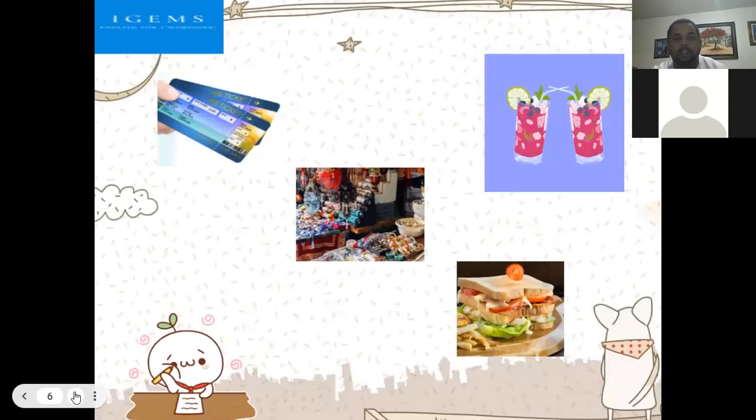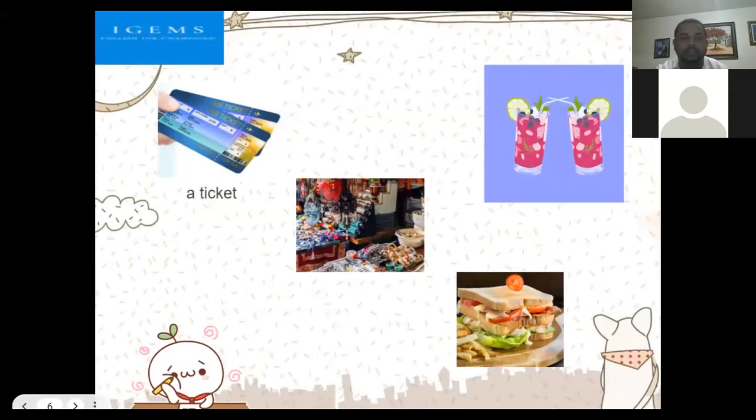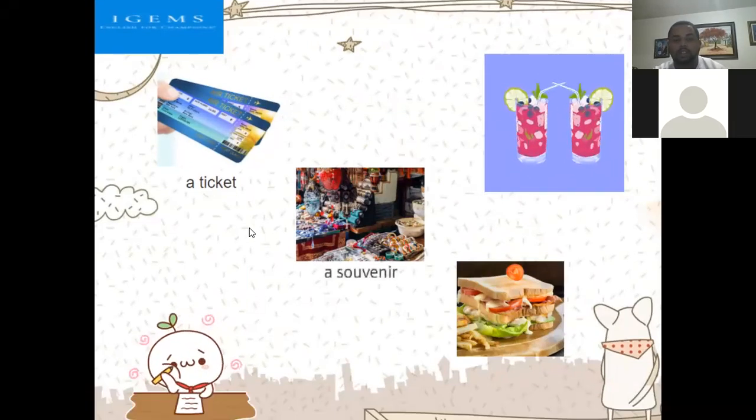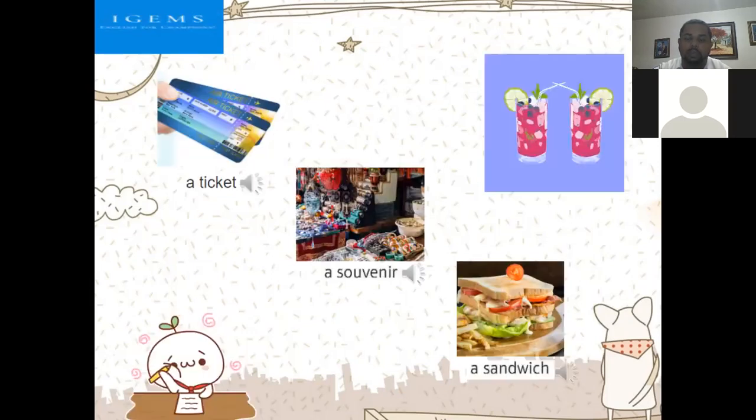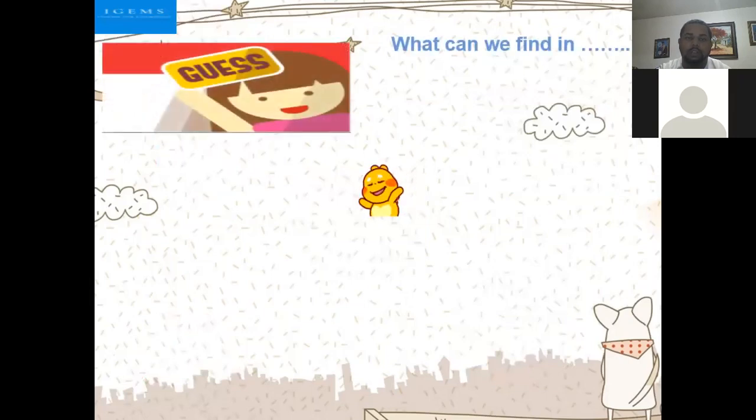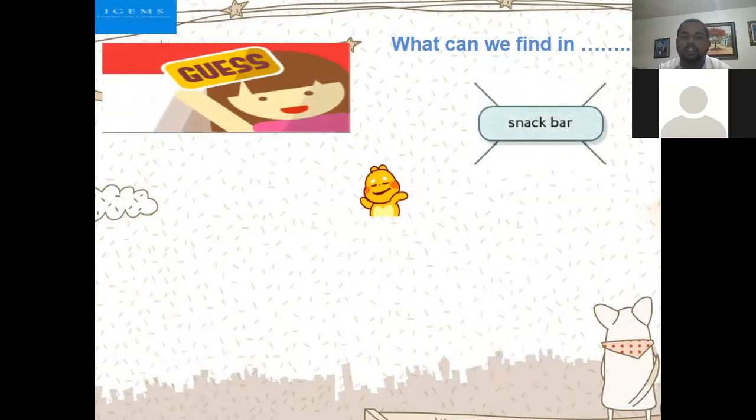Look at this. Any idea what that is? It's a ticket. Ticket. Next one. It's a souvenir. Souvenir, all right. And after that? It's a sandwich. Sandwich, that's right. And after that? After that is drink. Drink. Okay, amazing. So then let's continue. So those are things that we can find in a snack bar.